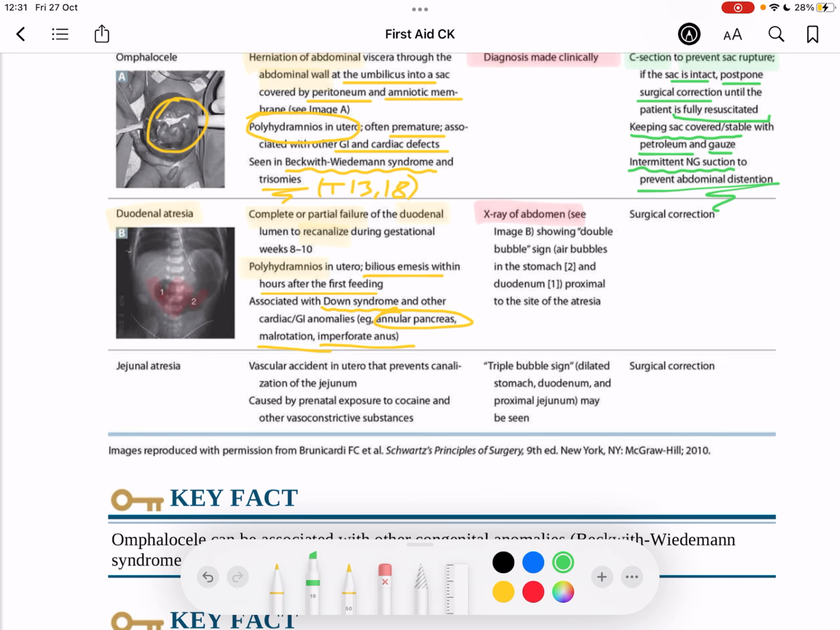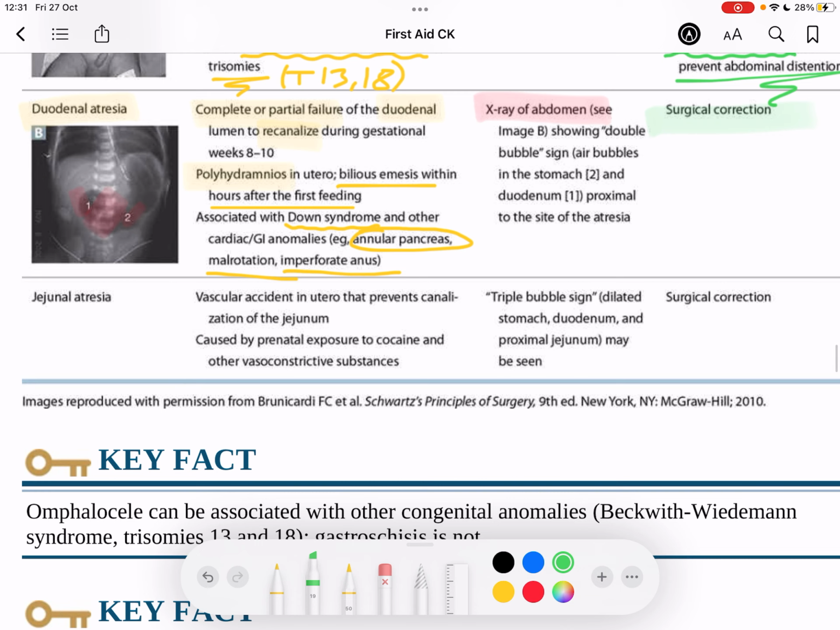And treatment's very simple, just surgical correction. We do have a rarer brother of duodenal atresia, which is the jejunal atresia. Jejunal atresia is not due to a failure to recanalize, it's due to a vascular accident that happens in utero, okay, which prevents the canalization of the jejunum.